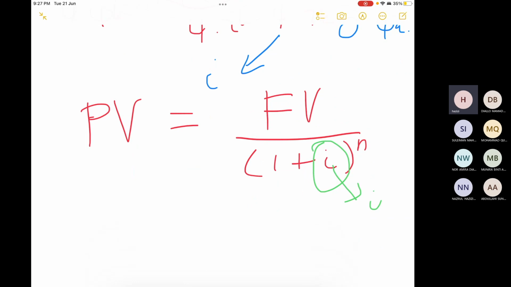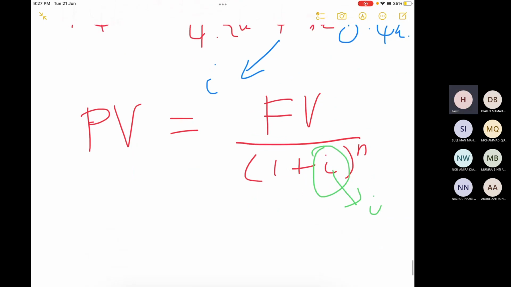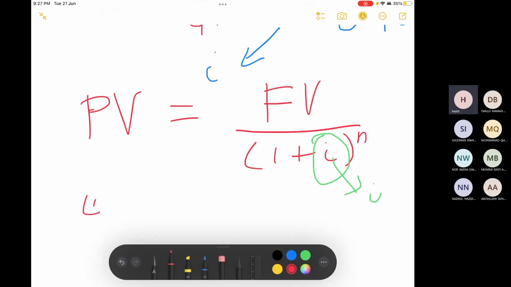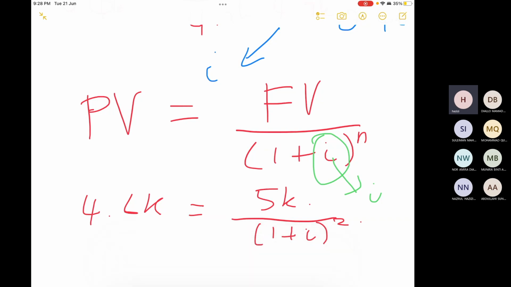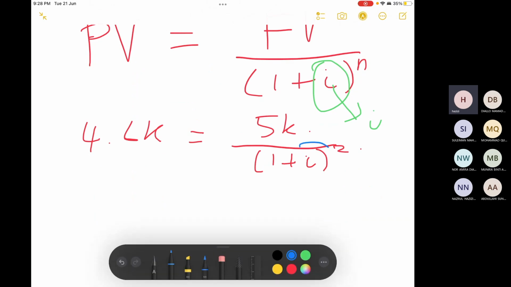So how much is the present value? The present value, because Bailo agreed to pay me 4.6K, right? And then after 2 years, Bailo is going to receive 5K, and then 1 plus the interest rate to the power of 2, right? So can I find the i now, the interest rate? Yes, Munira, I can find the i. If you press your calculator, you get the i. How much is the i? Let's do it.